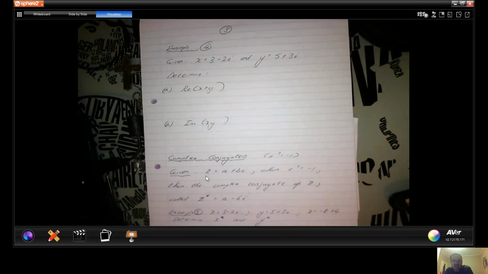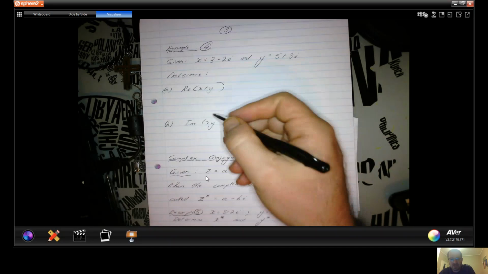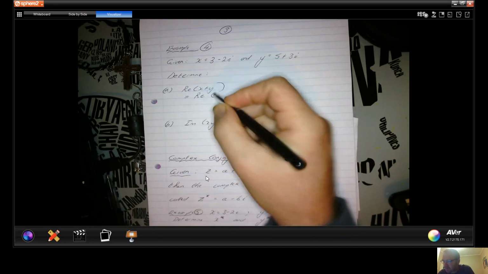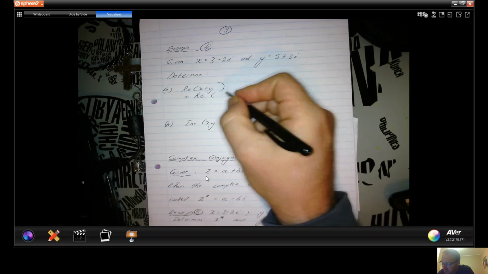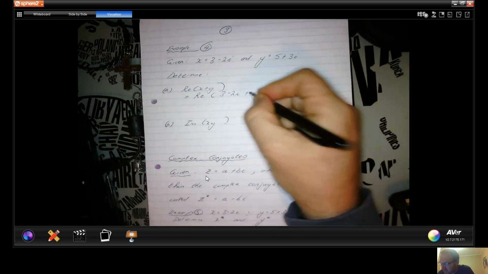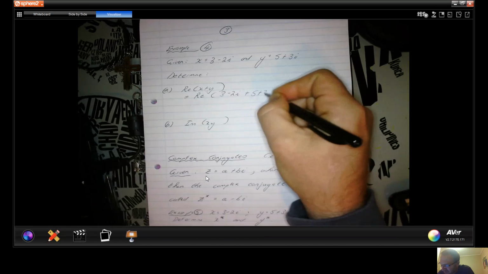It says, given x is equal to 3 minus 2i and y is equal to 5 plus 3i. So x is a complex number and y is a complex number. The question says determine the real part of x plus y. That's an instruction. It means go find the real part of x plus y. We haven't found the real part yet, so replace x with 3 minus 2i plus y, so it's plus 5 plus 3i.